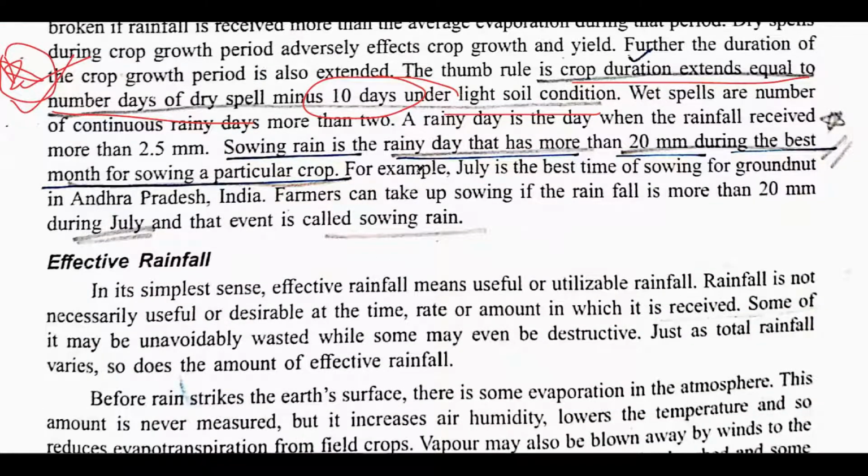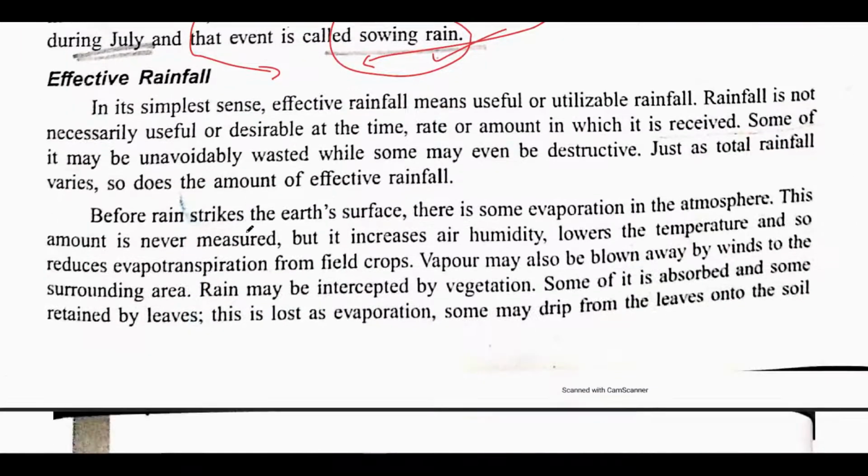Now, the other important statement is that crop production can be taken when at least 20 mm of rainfall has occurred. Otherwise, you can also say that sowing rain is the rain that has more than 20 mm during the best month for sowing a particular crop. Basically, for sowing any crop, the minimum amount of rainfall required is 20 mm, and this rain is known as sowing rain.